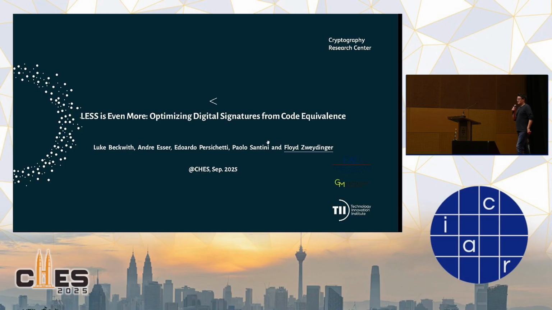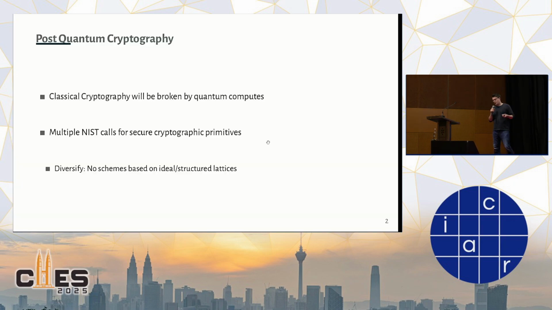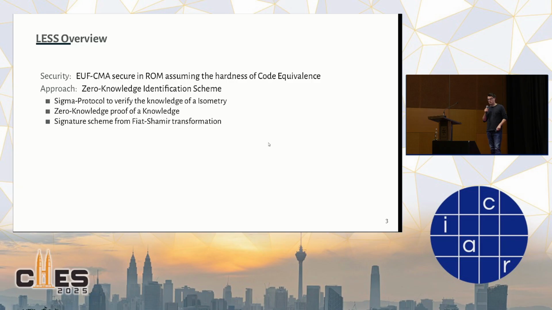So yes, this talk is about less is even more, optimizing digital signatures from code equivalence. This is joint work together with Luke Beckwith, Andre Esser, Edoardo Persicetti, and Paolo Santini. Of course, I'm not saying anything new here. All currently classically deployed cryptography will be broken by a large enough quantum computer soon, TM. We already have multiple post-quantum secure signatures, but we also have an additional call by the NIST to diversify the landscape of signature schemes. And for this reason, we propose LESS.